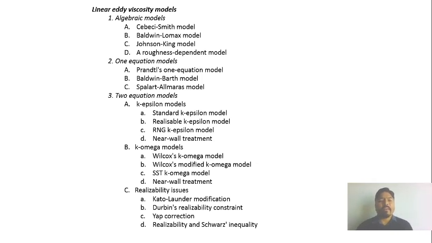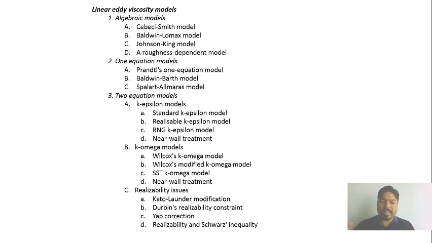We can see that we have linear eddy viscosity models based on RANS. The first one is algebraic models. You can see the Cebeci-Smith model, Baldwin-Lomax model, Johnson-King model, and roughness-dependent models. Second is the one equation models, which include Prandtl's one equation model, Baldwin-Barth model, and Spalart-Allmaras model. Third is the two equation models like K epsilon, K omega, and realizability models.